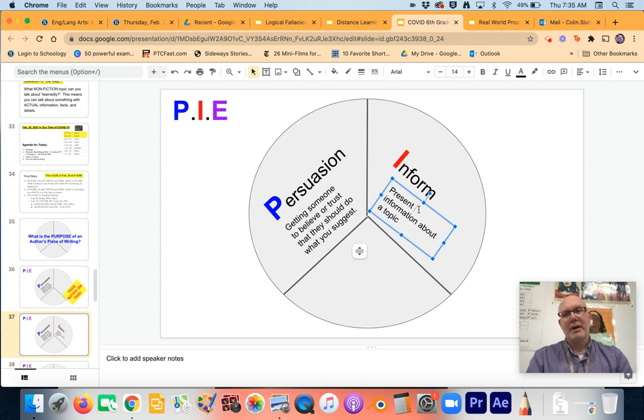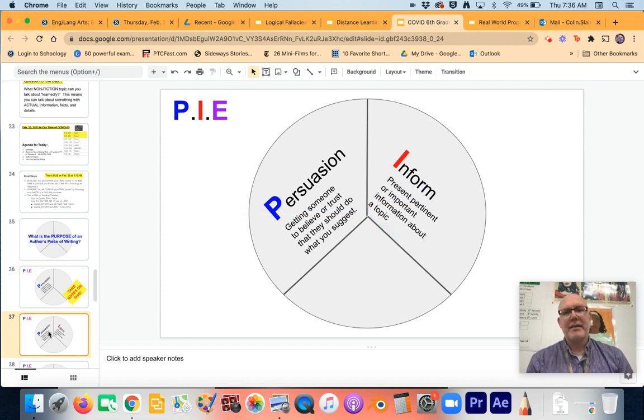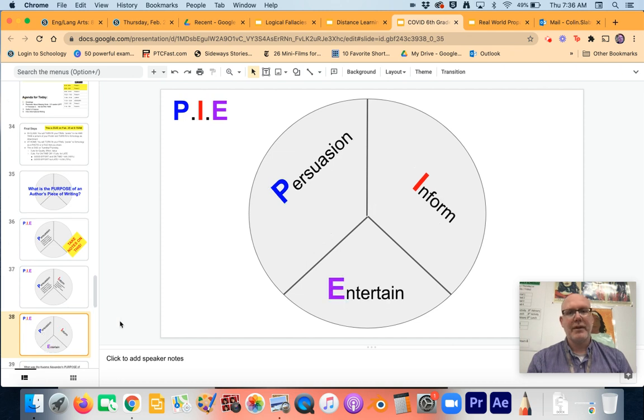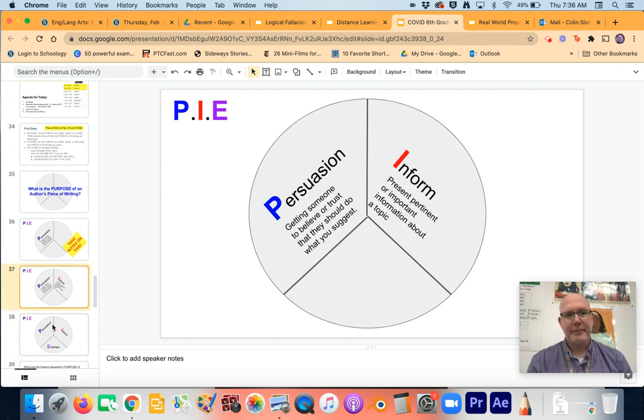Present and teach pertinent or important information about a topic. Okay? Means you've got to know. I can't talk about caves unless I have information about caves. So that's number 2. That's inform.